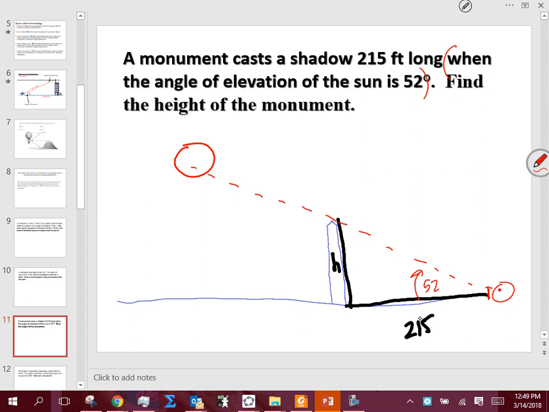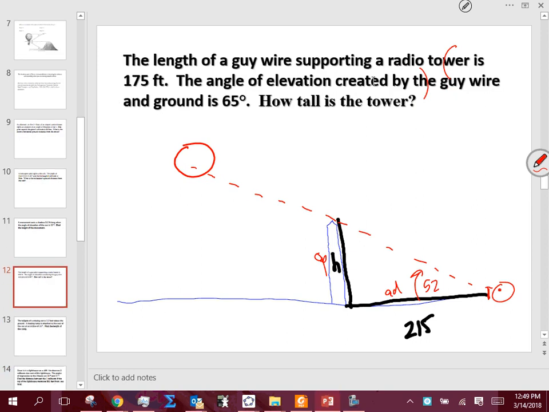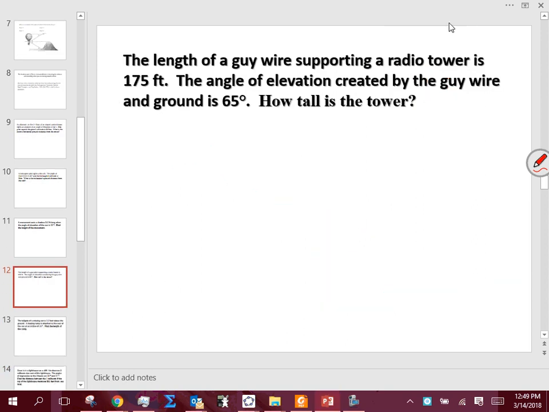Okay. This is opposite again. This is adjacent, so you'd probably use tangent on that one, correct? Okay. So some of these are just going to kind of walk you through the vocabulary or the terminology that they use to develop the question.